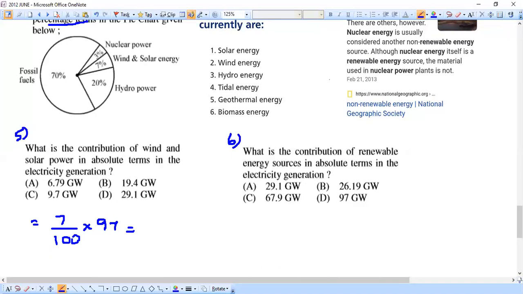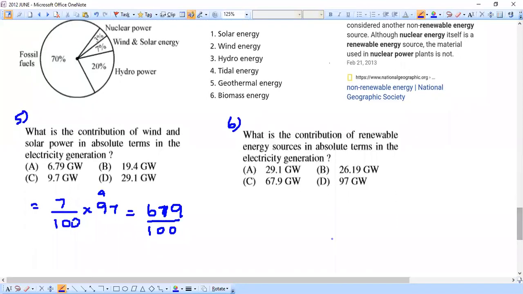So let's try to do 7 into 97. 7 sevens are 49. I'll put the 9 here, and 4 will be a carry over. Next, 7 nines are 63. 63 plus 4 will give us 67. So 679 is what we are getting. But 679 is under 100, so 679 by 100. This simplification would give us the answer. We need not divide it at all, because dividing a number by 100 is very easy. We need to just move 2 decimal places to the left.